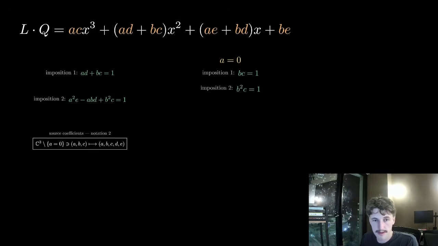So at this point, position 1 would collapse to BC equals 1, and position 2 would collapse to B squared C equals 1. So therefore we can derive B must equal 1, and so must C. And so when A equals 0, B equals 1 and C equals 1, and that's fixed. That only leaves the 2 free coordinates D and E.